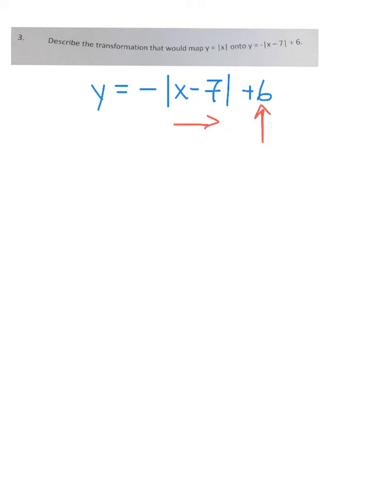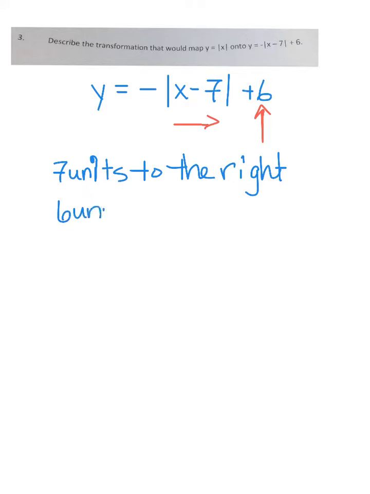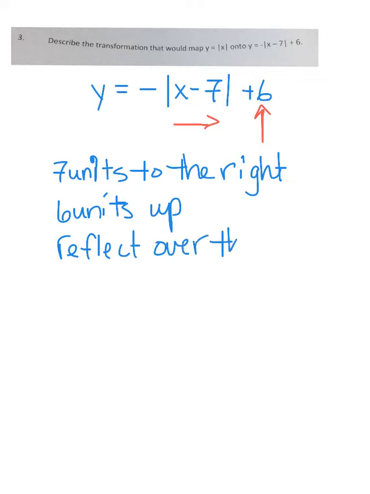Well, we can kind of go in any order, but I'm going to say that we're going to go 7 units to the right. We're going to go 6 units up. And we are going to reflect over the x-axis.